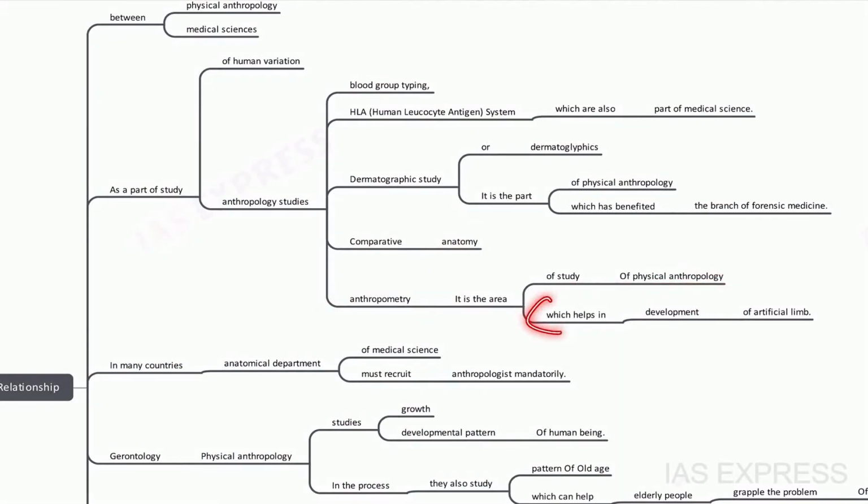Then we have comparative anatomy, and we have anthropometry, which is an area of study of physical anthropology, and it helps in the development of prosthetics. Not just artificial limbs, for all formation of prosthetics, anthropometry is very much essential. Anthropometry is also used in sports, it is used everywhere.